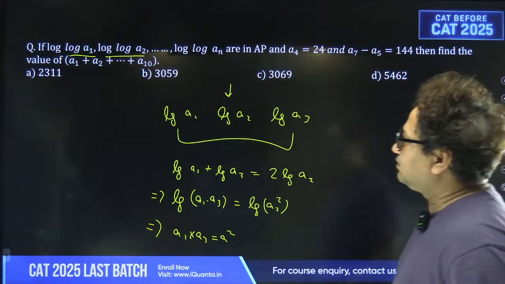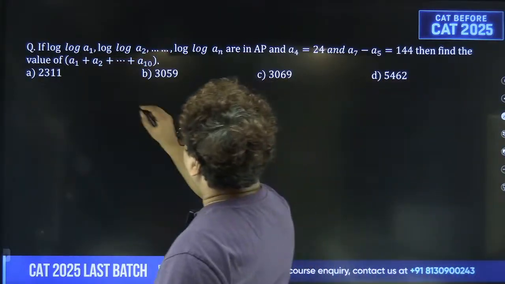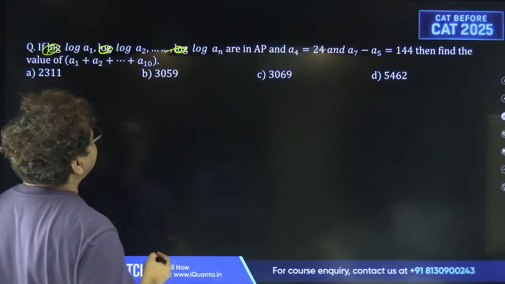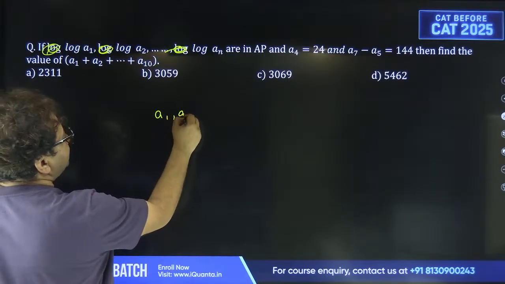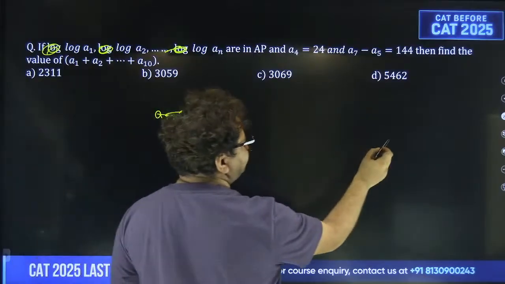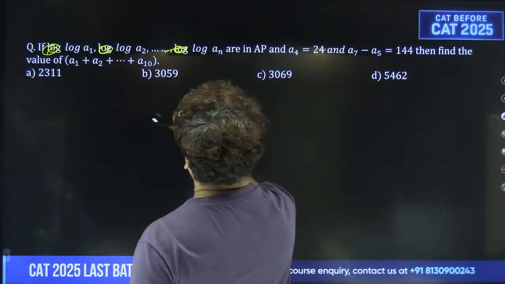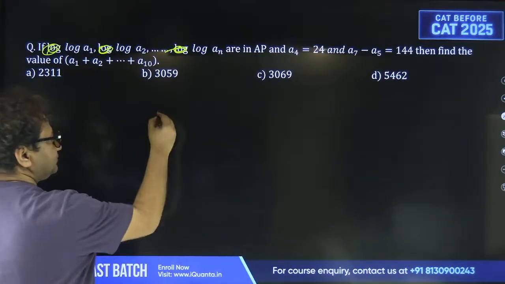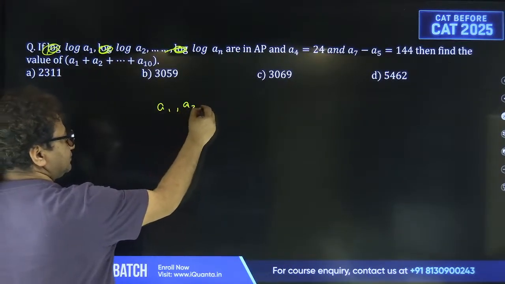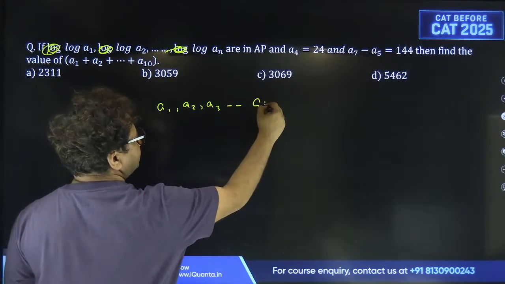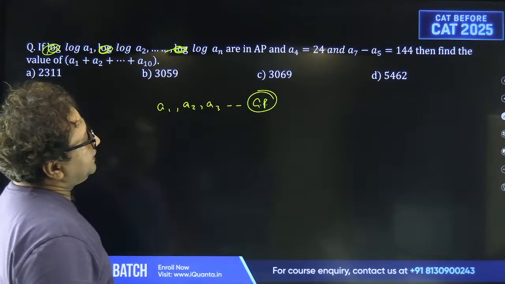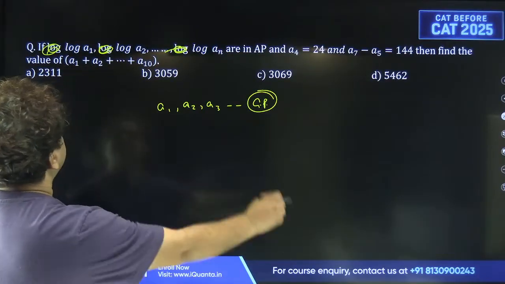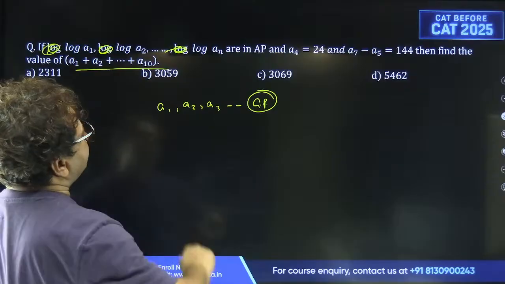So people, ignore that misprint. The log is only once, not twice, right? Now solve it. So basically these will be in GP. So a1, a2, a3, they all will be in GP. Okay. A4 is 24 and A7 minus A5 is 144. Find the value of this. Clear. Great.